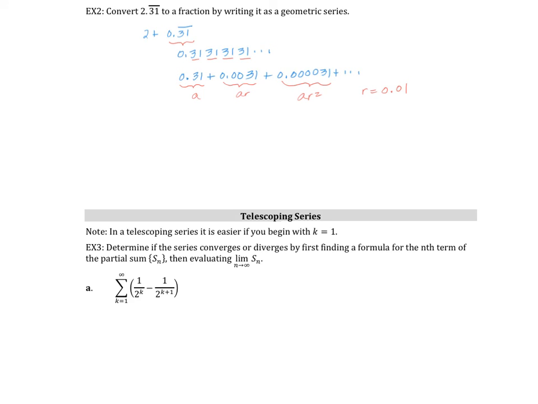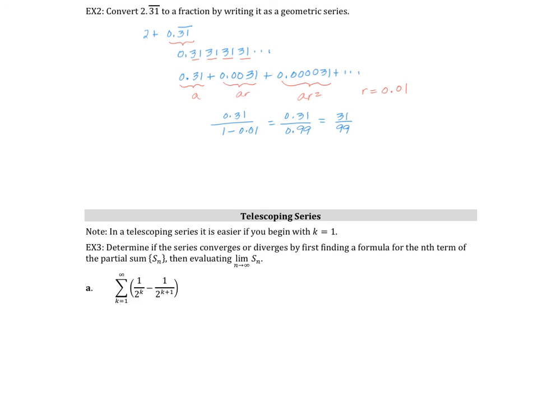This is going to converge to A over 1 minus R. All right, so that's going to be equal to 0.31 over 0.99. And if I simply move the decimal over 2 places, top and bottom, I get 31 over 99.